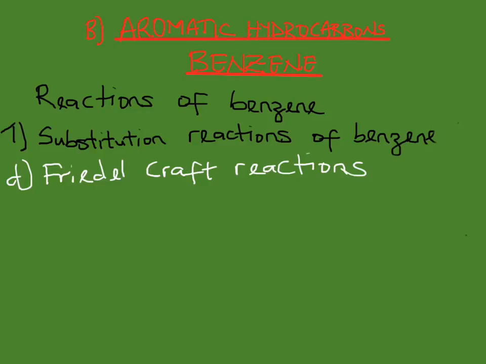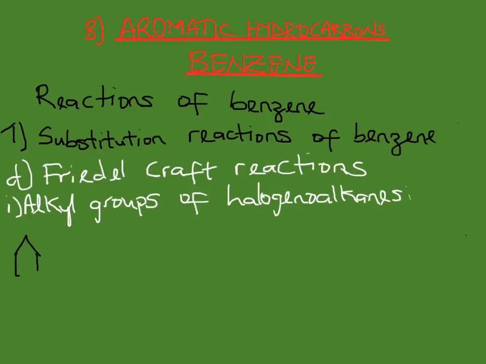The next is Friedel-Crafts reactions. Friedel-Crafts reactions involve the substitution of a hydrogen atom by either alkyl groups of halogenoalkanes, carbonium ions of alkenes, or acyl groups of acid chlorides and acid anhydrides. The first one we'll be looking at is the alkyl groups of halogenoalkanes. Halogenoalkanes react with benzene in the presence of halogen carriers as catalyst.